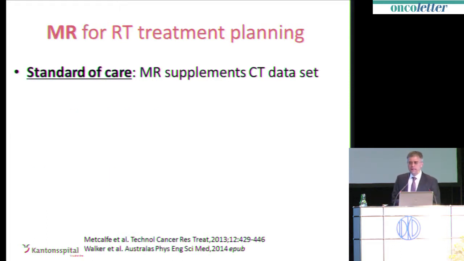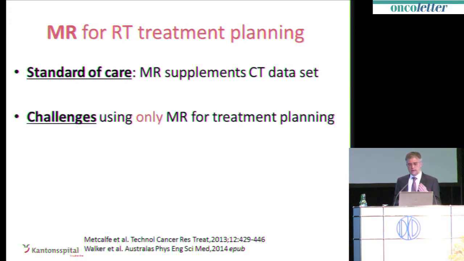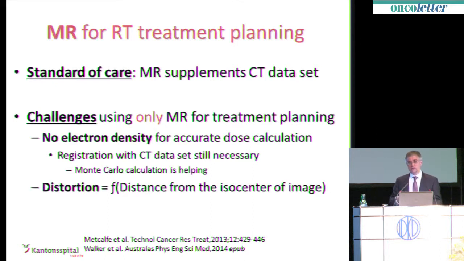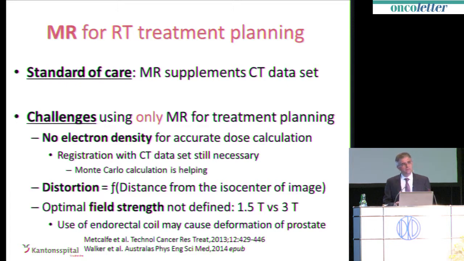So MR for treatment planning, at the moment, standard of care, the MR supplements the CT data set. What are the challenges when you would use MR only? Well, as you know, there is no electron density for accurate dose calculation. We base our dose calculation on the Hounsfield units on the CT. So data registration is necessary. However, there are new treatment calculation algorithms called Monte Carlo which can deal with that kind of trouble. There is the distortion. The further away you are from isocenter, the more distorted is your image. And what about the optimal field strength?